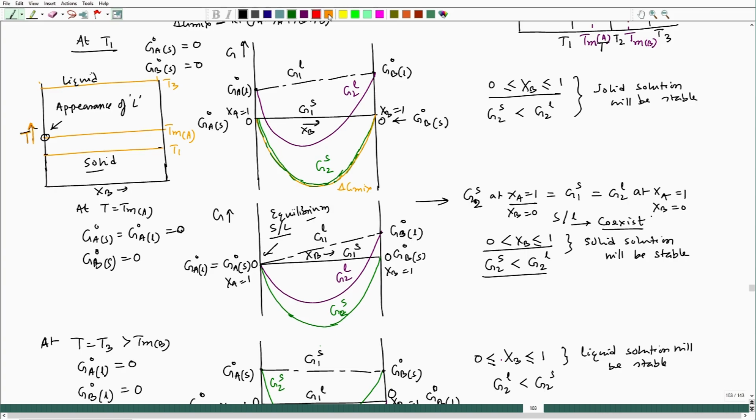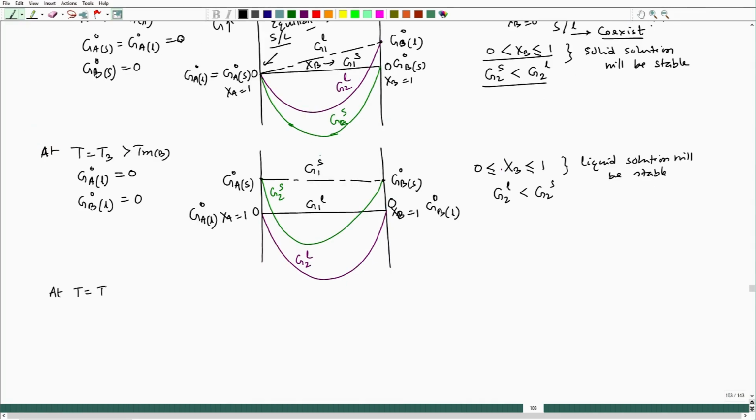Now, at TMB, let us look at T equal to TMB. If I look at those free energy plots for pure metals, then I can take G A naught liquid should be 0 and G B naught solid equal to G B naught liquid equal to 0, because at TMB free energies for B for solid and liquid both are equal. So, that is what that reference value should be taken as 0.